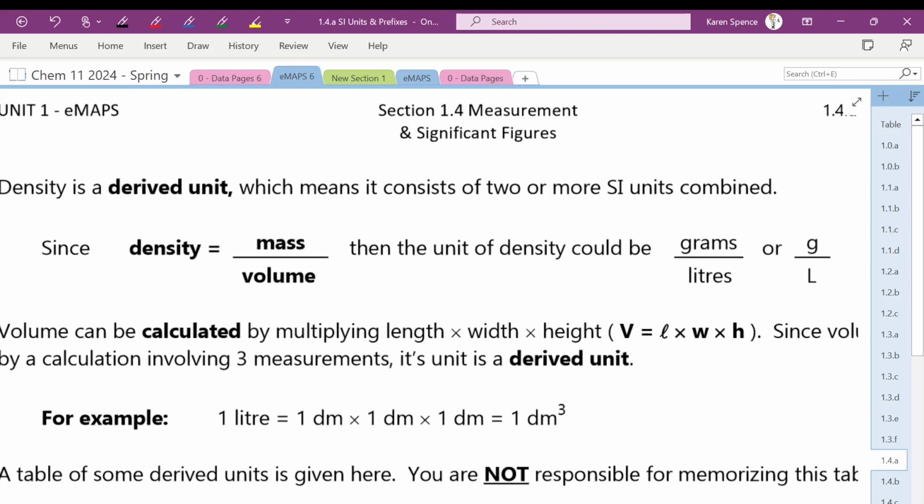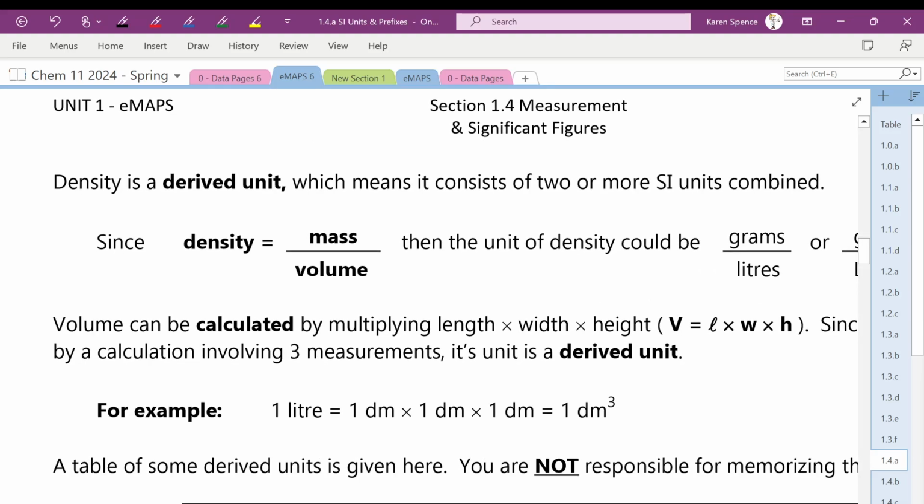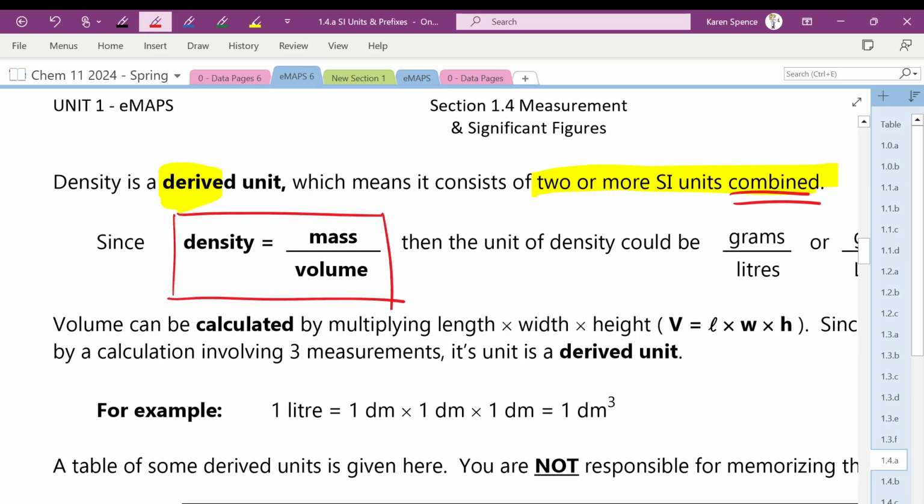Density is on our next page. Density is a derived unit. A derived unit is where we take two or more SI units and we combine them. Did you guys know that density is mass over volume? Yeah? Hopefully, you've been learning it since grade 8. I think they start teaching it and you kind of get used to it over the years. Now, that's what the formula is.